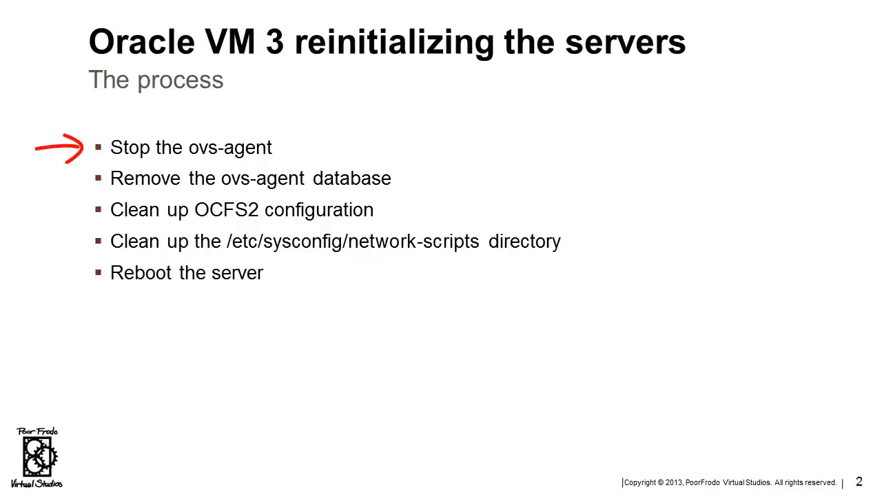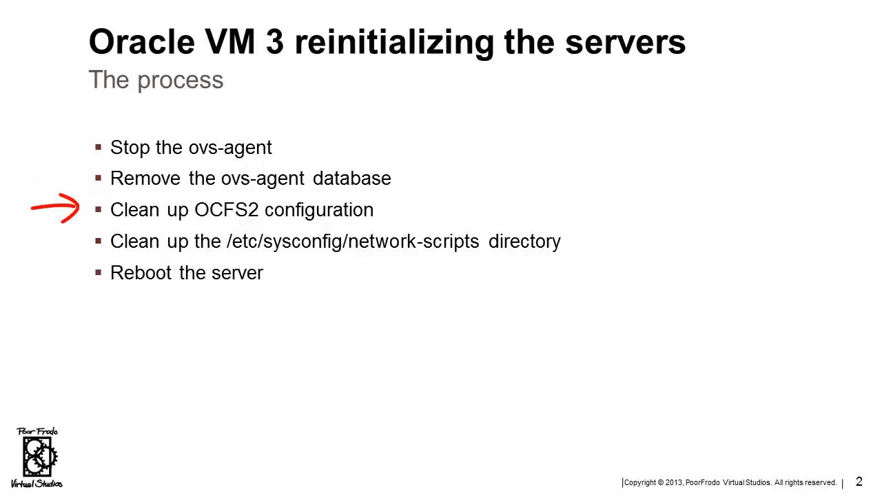The first thing we do is log into the Oracle VM server and stop the OVS agent. After that, you'll need to remove the local OVS agent database on the server. Each server has its own local Berkeley database containing information it needs to keep running in the Oracle VM environment. This is one of the reasons everything keeps running even when the Oracle VM Manager is not running correctly, corrupted, or not running at all.